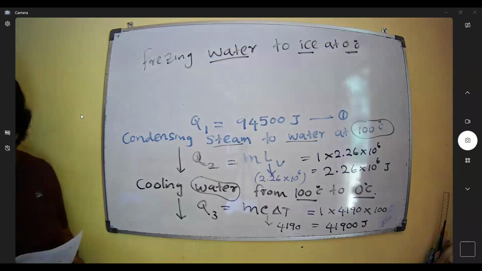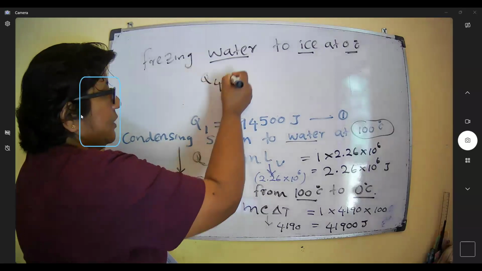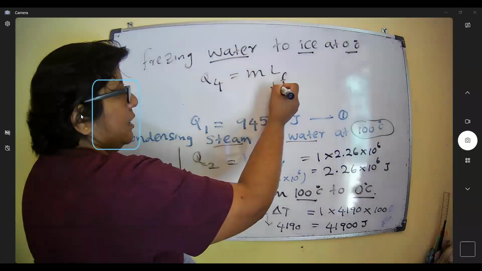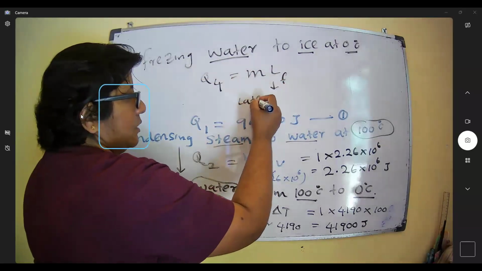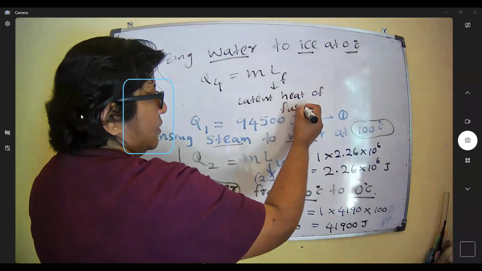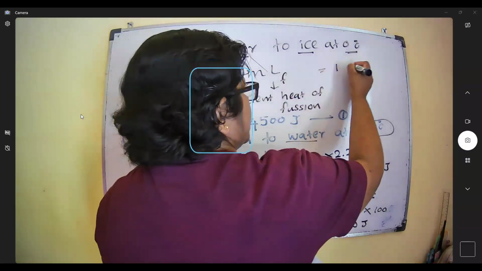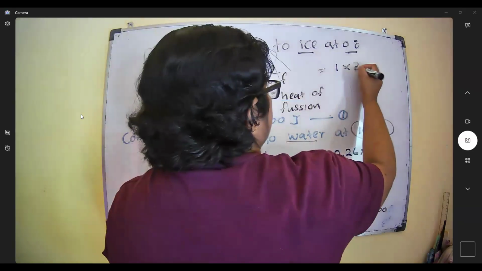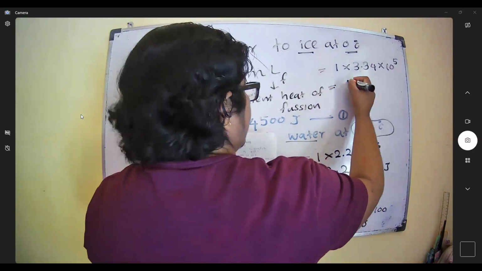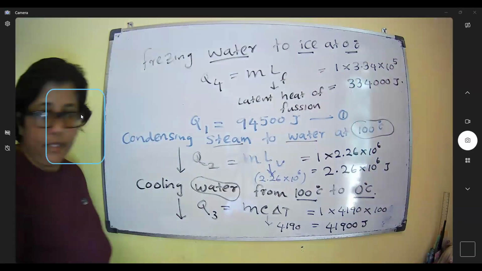Then latent heat appears, right? Then we can find Q4 is equal to m L_F. What is L_F? Latent heat of fusion. Then the value will be given, and mass is not changing. It is 1 kilogram, 3.34 × 10^5. Then you can calculate 334,000 joule. This is the last one, right?